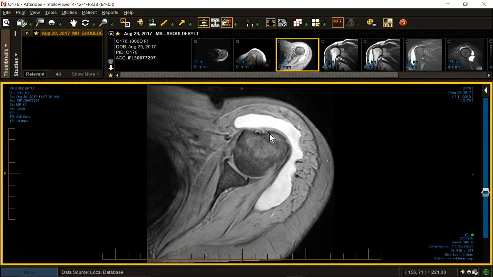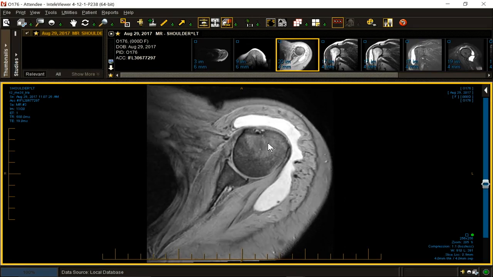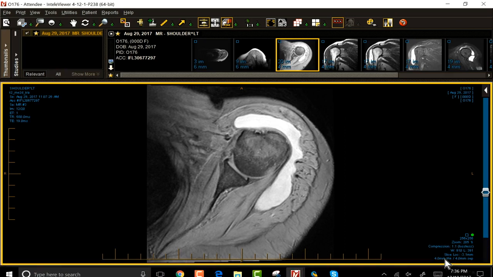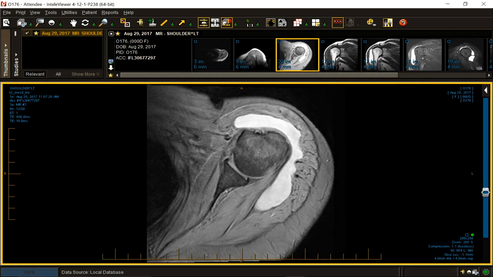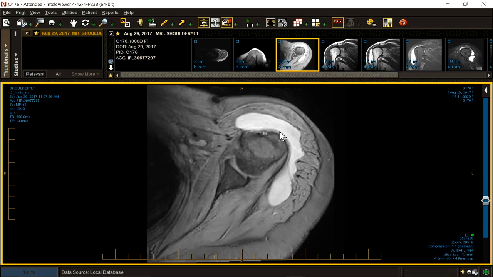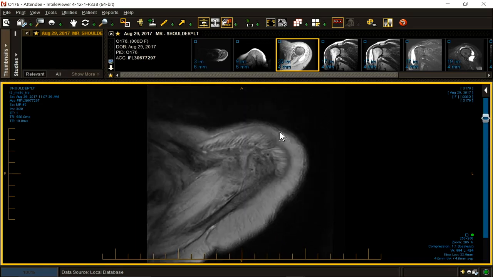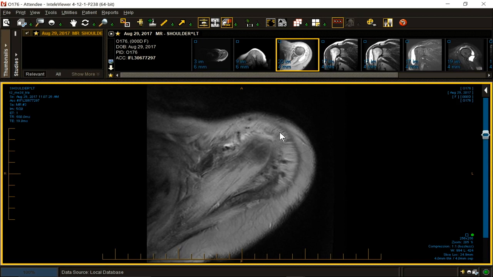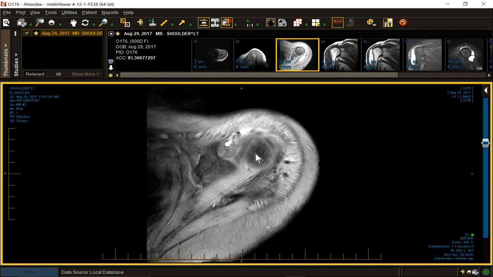Once again, I'm looking at a gradient. This is a standard 2D gradient, not fat suppressed, water sensitive, in plane resolution good. Through plane resolution, 4 millimeters, fair. We've got a large fluid collection in the subacromial subdeltoid space. What does it mean? We've got a gorgeous view of the fibers of the supra and infraspinatus. There they are. They're normal.